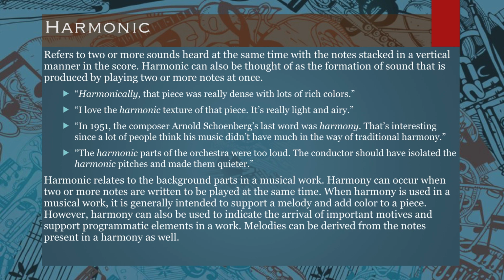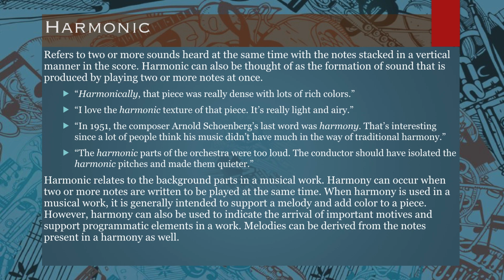Harmony can occur when two or more notes are written to be played at the same time. When harmony is used in a musical work, it is generally intended to support a melody and add color to a piece. There's that word color again. When we talk about harmony and chords and intervals, we'll often describe them in terms of color. You can have dark harmonies, which are generally more dissonant sounding, or you can have really light harmonies, which are generally more happy sounding.